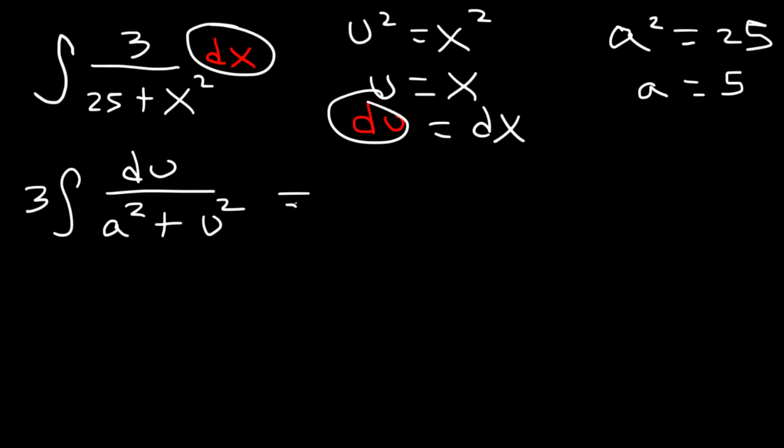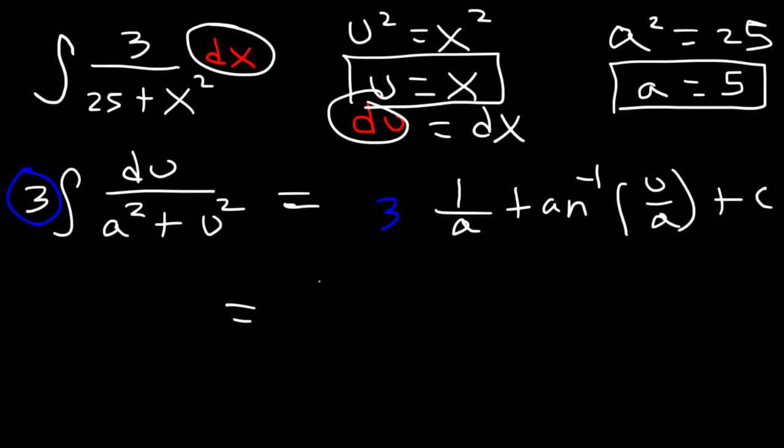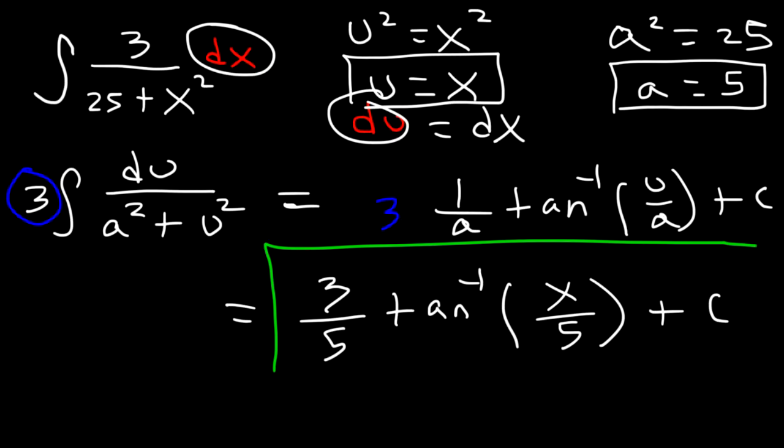So here's another formula that we know. The antiderivative of du over a squared plus u squared is 1 over a arctan u over a plus c. Now, we have the constant in front, so we've got to multiply this by 3. Next, let's replace a with 5 and u with x. So it's going to be 3 over 5 arctan u over a, or x over 5, plus c. And so that's the solution for this problem.